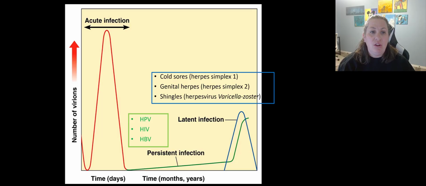these again. And this includes cold sores, which are caused by herpes simplex 1, genital herpes, which is herpes simplex 2, and shingles, which is also a herpes virus, the zoster, and it's linked to the chickenpox virus. So these are latent. They sit and they wait, and they can come back. And this is giving you an example of the different types of infections.